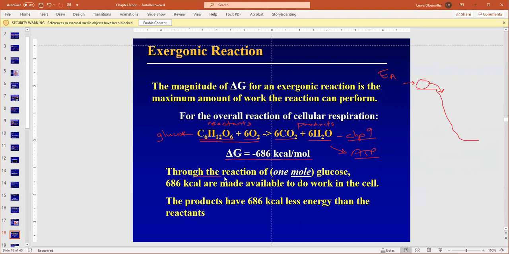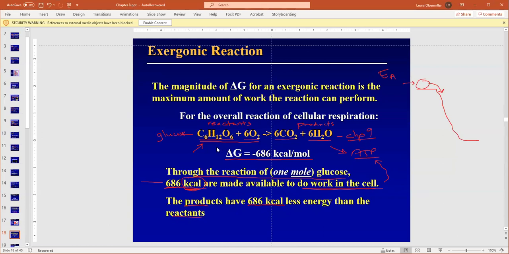So if we could do the math on this, 1 mole of glucose is 686 kilocalories to do work in the cell. So if you were to weigh out a mole of this, it would have 686. Remember, our nutritional label really says calories, but what it means is kilocalories. So a mole of glucose has 686 kilocalories in it, and we can use that to do work in the cell by making ATP. And that means the products have 686 kilocalories less energy than the reactants.